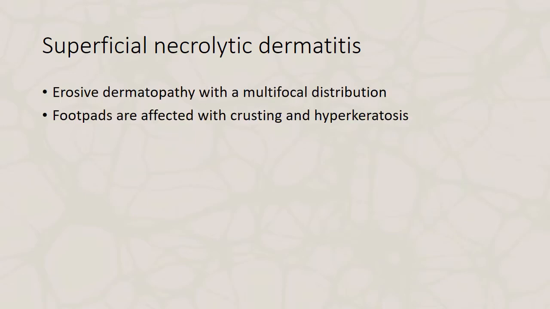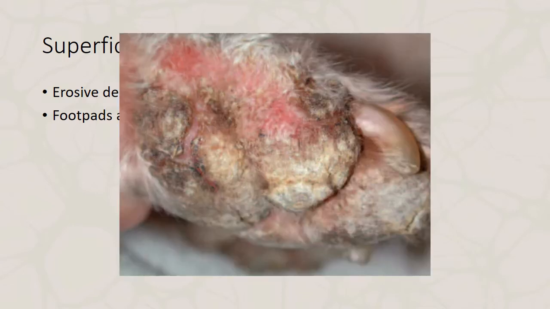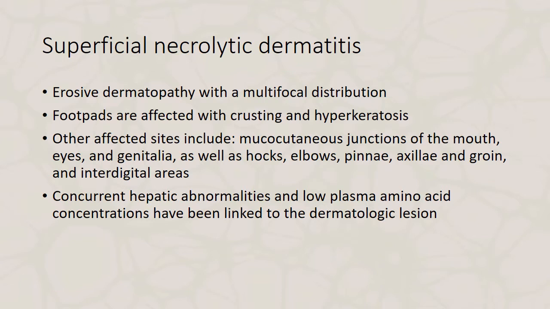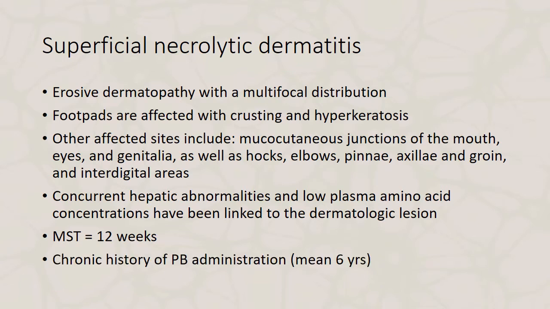For patients with superficial necrolytic dermatitis, also known as hepatocutaneous syndrome, the lesions typically look like this, which is mainly the hyperkeratosis, and then it can affect the mucocutaneous junctions, and then there's concurrent hepatic abnormalities. Most patients do not survive this, but supplementing with amino acids could potentially help overall prognosis and survival.